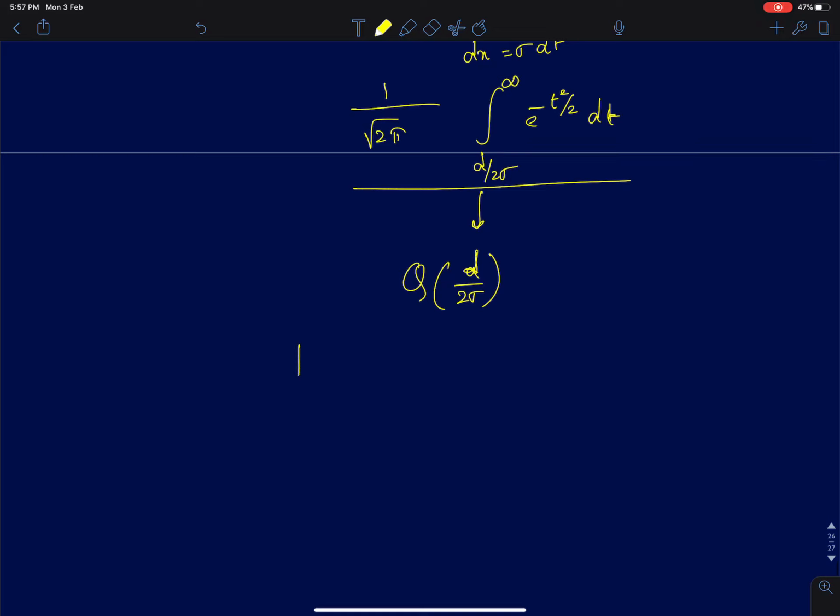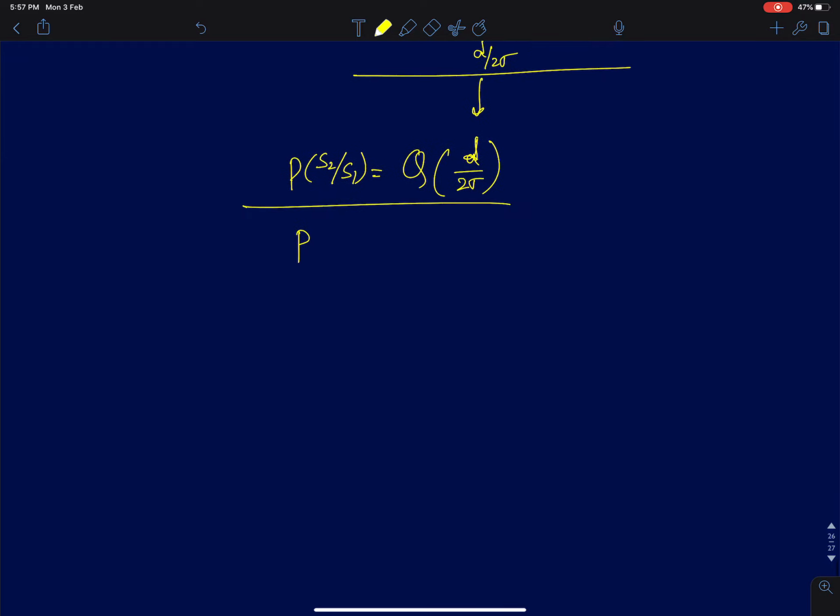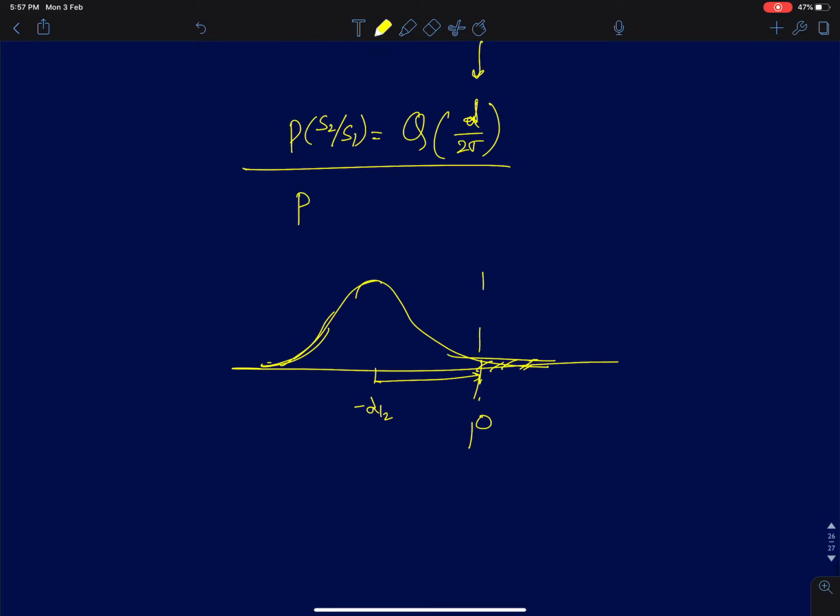So your probability of S2 being received given S1 is transmitted is this. In a very similar manner, if you are asked to find, this is minus d by 2, what is the probability that S2 is received given S1 is transmitted? Same way you have to compute the tail probability of error. This is the 0, the thresholding point. So you have to move a distance d by 2 from here, and that will also be Q of d by 2 sigma. This is the same area, so it's going to remain the same.